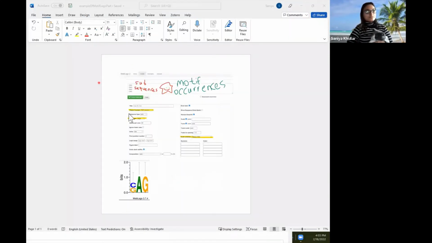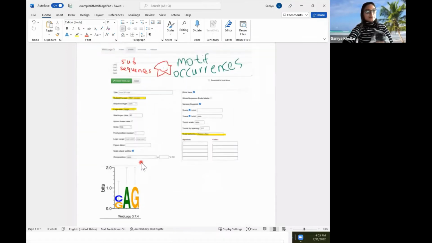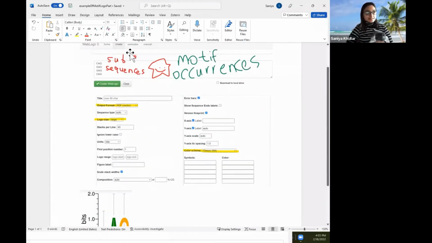Basically what I hope that you see here is that when we're putting these in, these are the subsequences, these are the motif occurrences, and that's my little logo there. When you're creating it, we just input it. We can also upload a text file if we want as well. But this is the CAG, GAG, GAG, CAG, the subsequences, the occurrences of the motif that we're looking at.